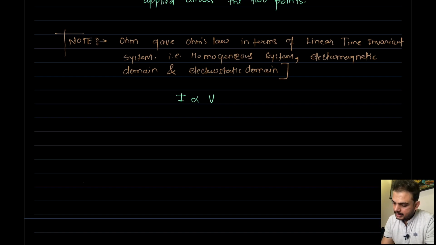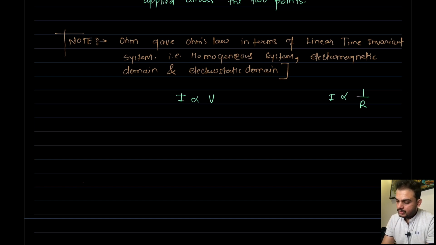So my current and resistance are inversely proportional to each other, because if the opposition to the current is less, that is, if resistance is less, my current will be more. And if my opposition is more, then my current will be less. In that sense, I am saying current and resistance have inverse proportionality, right?